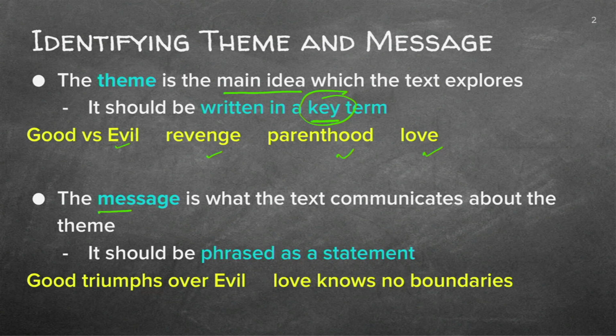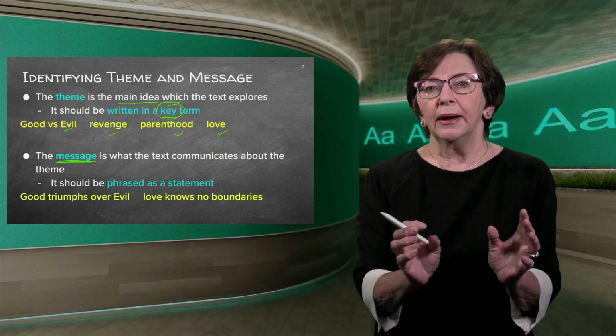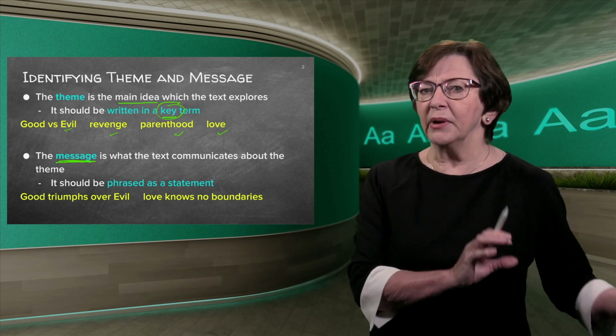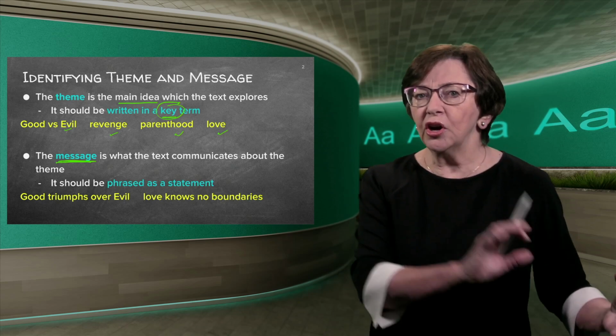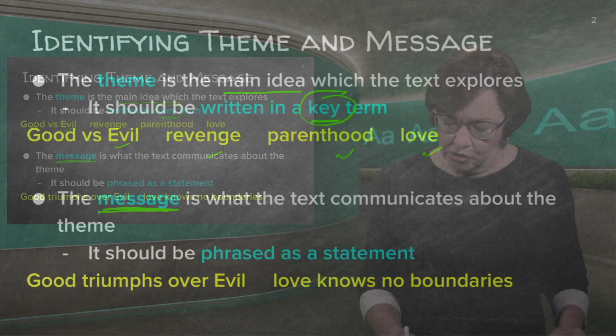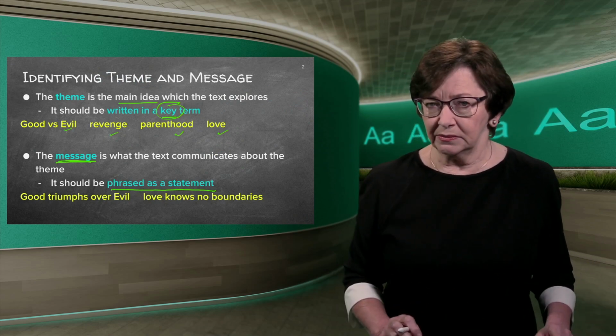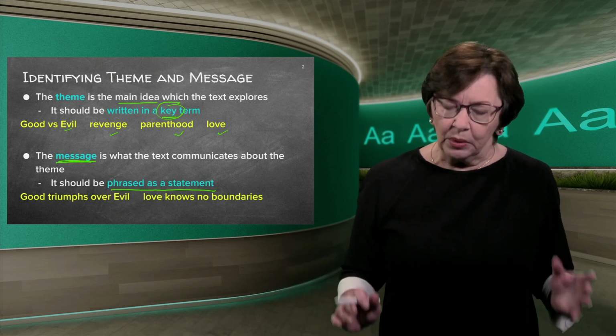So, what then is the message as opposed to the theme? The message is what the text communicates about the theme. In other words, the message is the elaborated version. Now, if the text is generally about love or good versus evil, you're going to look at a certain part of the text and ask, what exactly is said about love in this scene? And then you're going to give it to me not in a key term, but you're going to phrase it as a statement. Can you see? You're going to elaborate and say what exactly about love is being said in this act or in this text as a whole.